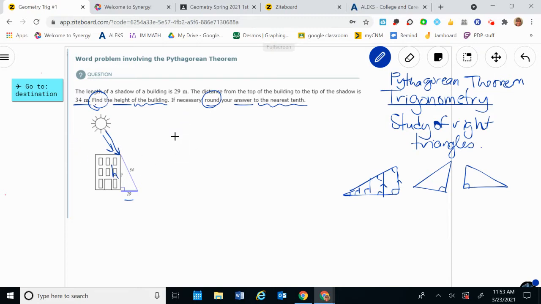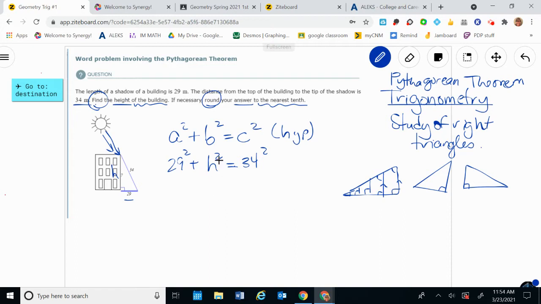So here's my thing, formula, substitution, resolution. So a squared plus b squared equals c squared. Remember, c is always the hypotenuse. Always the hypotenuse. So let's plug it in. 29 squared plus h squared equals 34 squared. And that's it. And your job is to find h.